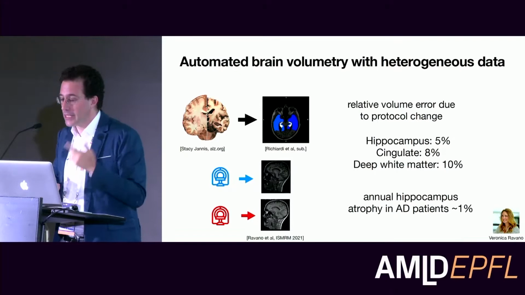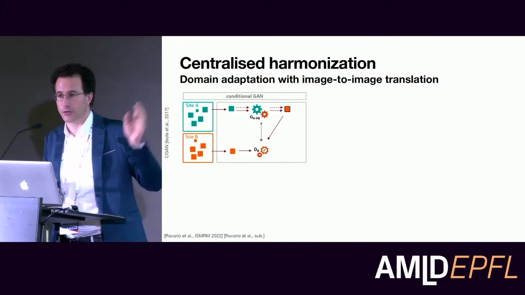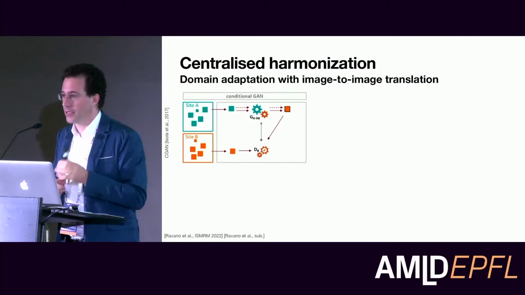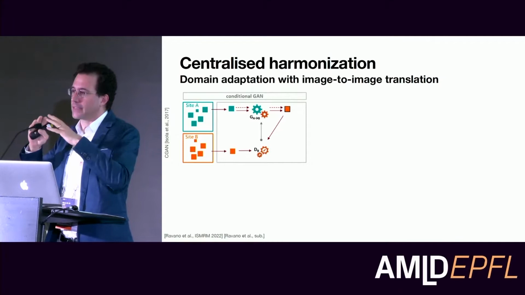Well, we like computer vision, so we're going to do some computer vision stuff. And so we take an approach called image-to-image translation. By the way, this is now very common to do this kind of stuff. And this is a model called the conditional GAN, Generative Adversarial Network. I'm sure most of you are familiar, but just in case, what you do is you take data from site A, and then you have a generator, the little cogs on the top, that tries to generate data from site B. So you can think of it as high-dimensional regression, trying to produce images from site B.